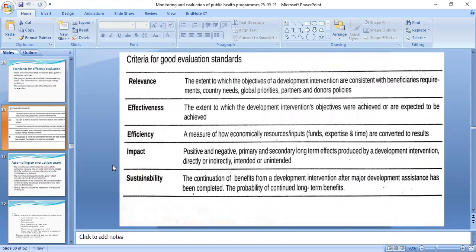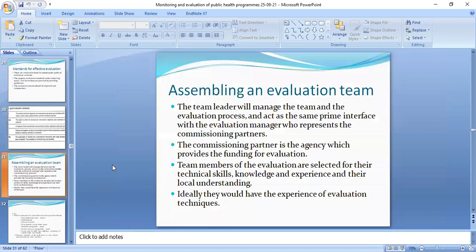And at the last is the sustainability. In sustainability, there is the continuation of benefits from a development intervention after the major development assistance has been completed. The probability of continued long-term benefits. Financially and institutionally, can the program continue with the present level of local inputs?